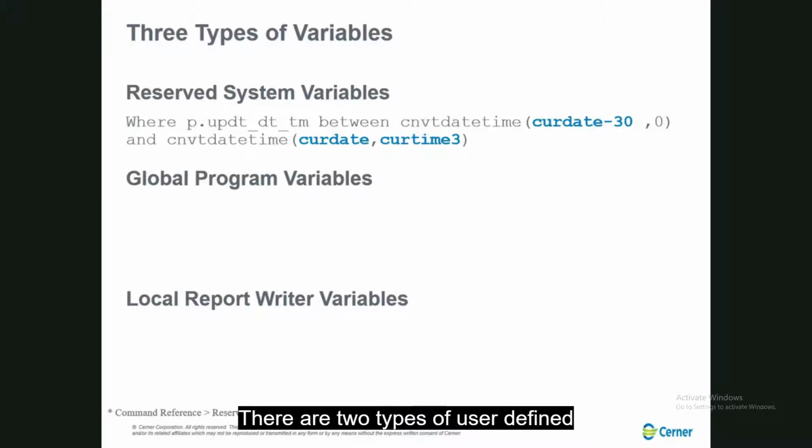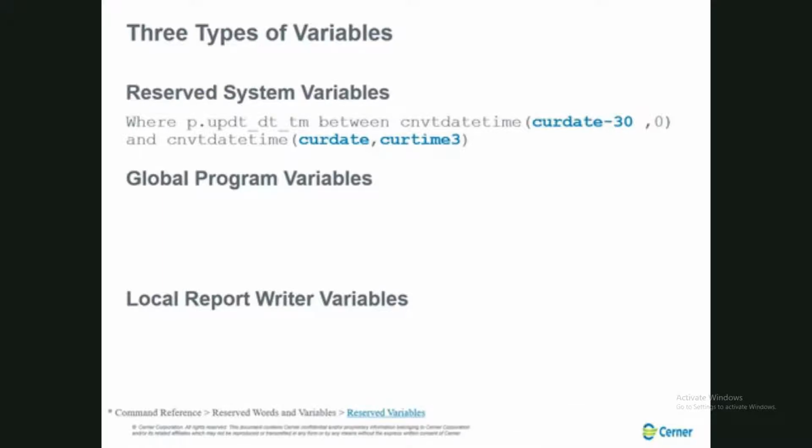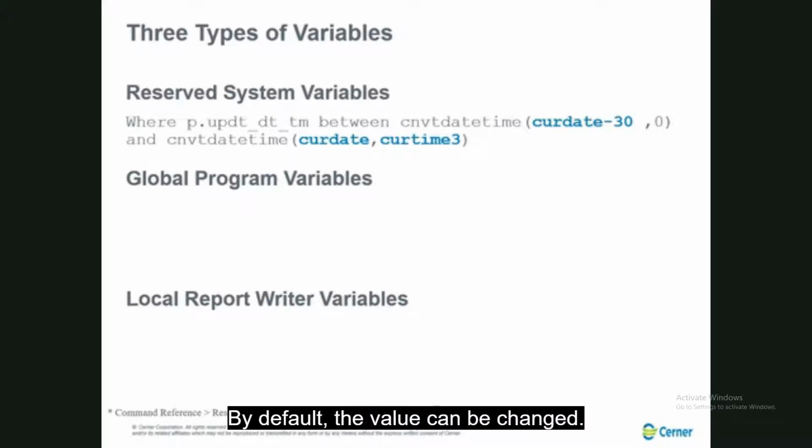There are two types of user-defined variables that are available. The first are global program variables. They're known through the entire life of the program. By default, the value can be changed.